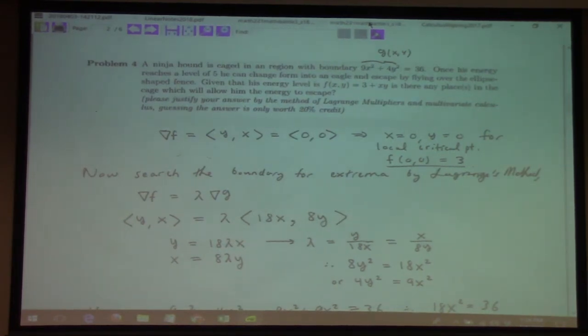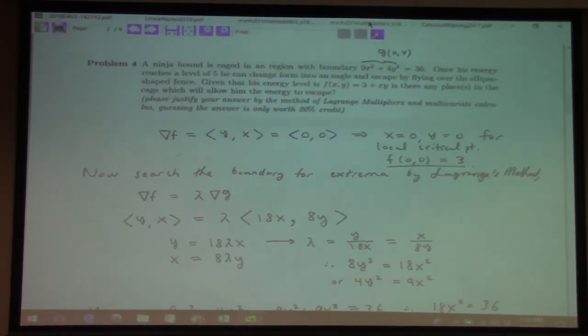Finally, a good problem. A ninja hound is caged in a region with boundary that, and once his energy reaches a level of 5, he can change form into an eagle and escape by flying over the ellipse-shaped fence. Given that his energy level is that, is there any place or places in the cage which allow him the energy to escape? Ooh. So apparently his energy is 3 at the origin, right?